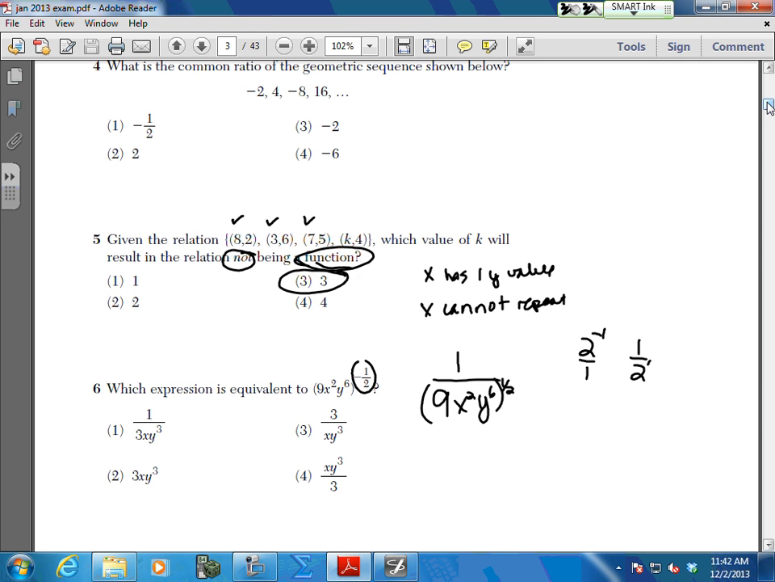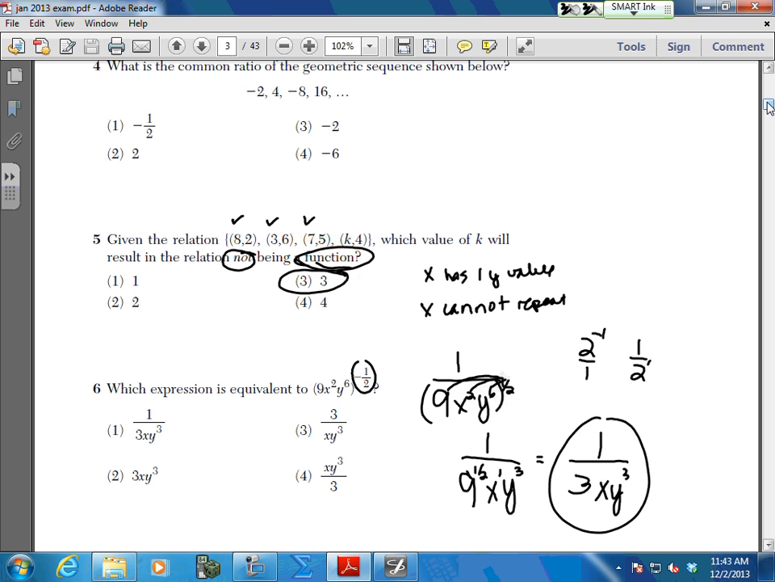So now, you're going to use your rules and raise to the power. So we've got 1 over 9 to the 1/2, which is the square root of 9, x to the 1/2 times 2, which is 1, and y to the 6 times 1/2, which is 3. So the square root of 9 is 3x, y. And this is our cubed. So therefore, this one matches up to number 1.